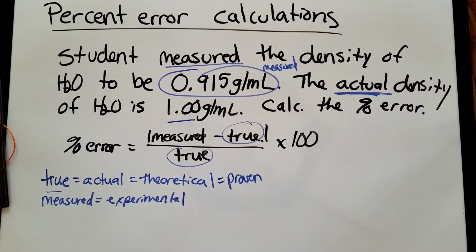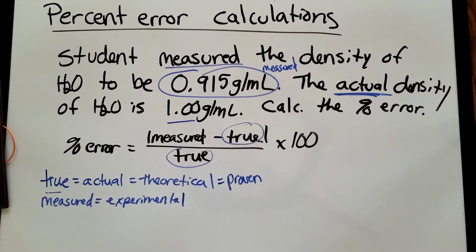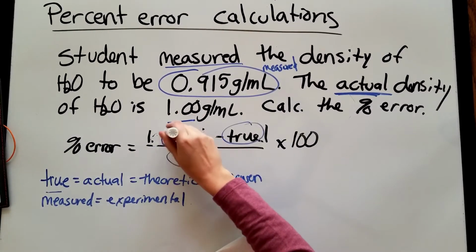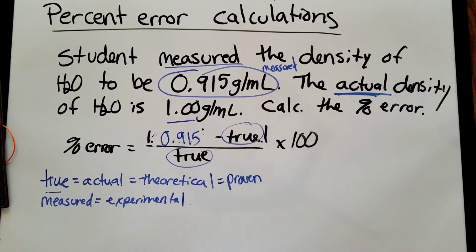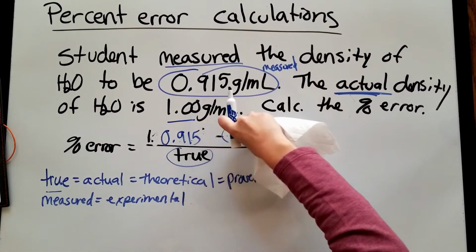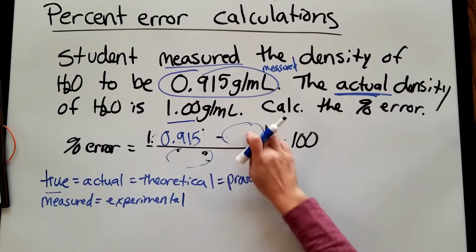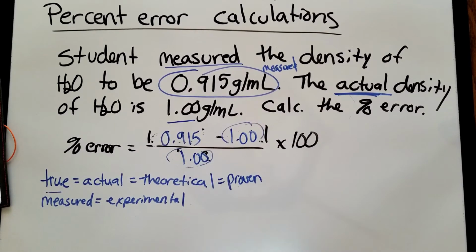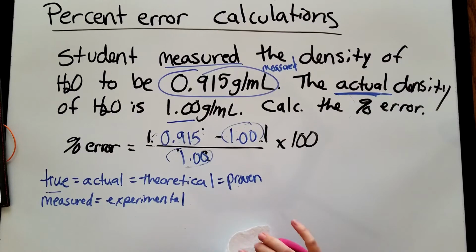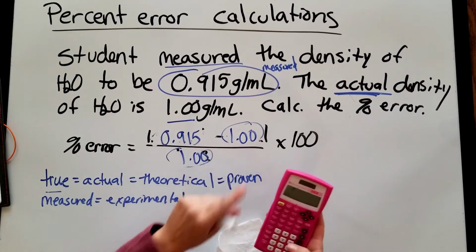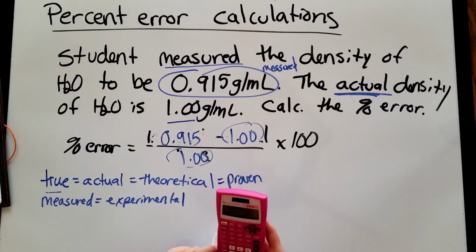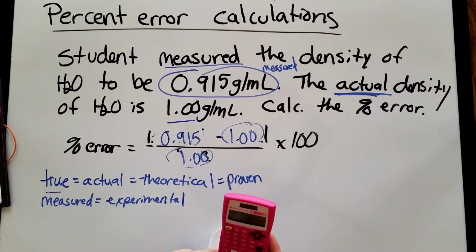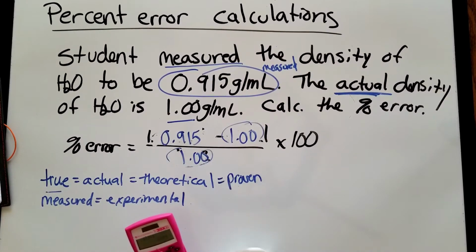So let's plug it in and see what we get. The measured is 0.915, so I'm going to put that here. The true is 1.00, so it's going to go here and here. Now I'm going to calculate this out. I'm going to do the subtraction first: 0.915 minus 1. Now I get a negative number when I do that, but because there are absolute value signs, I'm just going to change that negative to a positive.